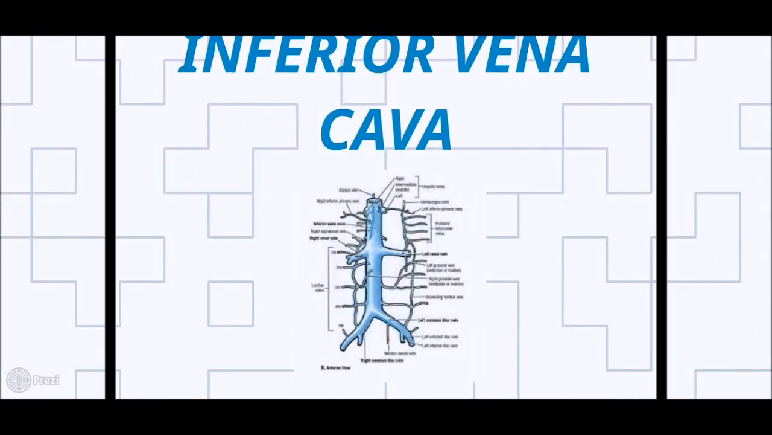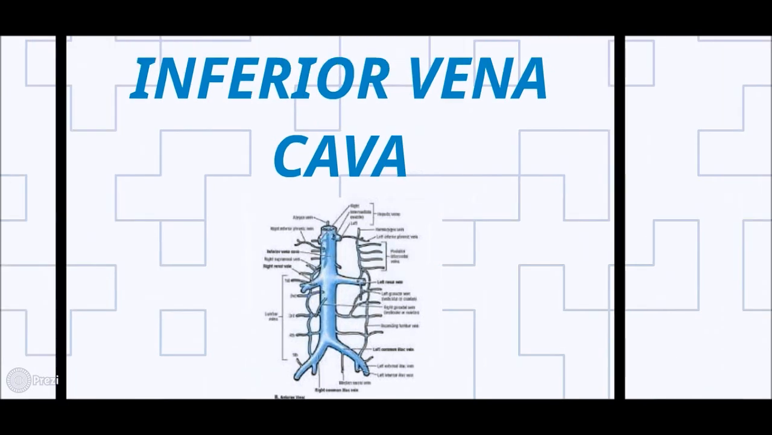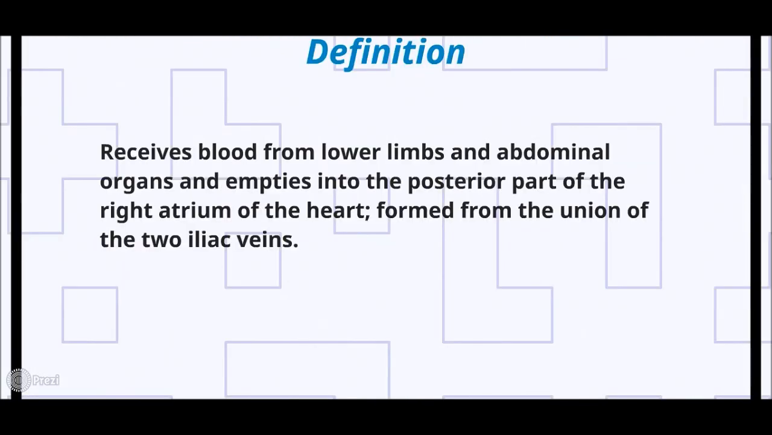Hello, I'm going to talk about the inferior vena cava. In a general definition, it can be described as a large vein formed by the union of the two iliac veins and receives the blood from the lower part of the body, including the abdominal organs, and empties into the right atrium of the heart.